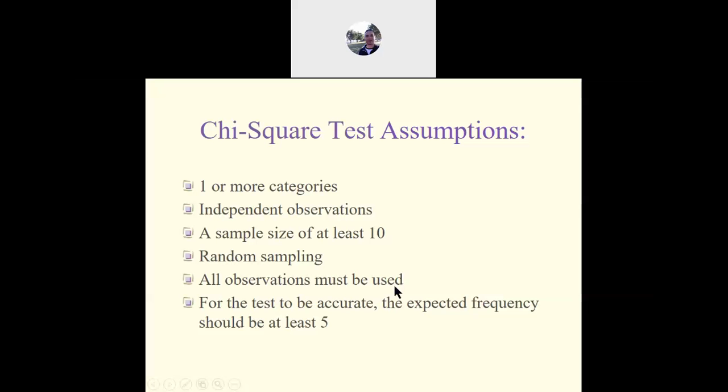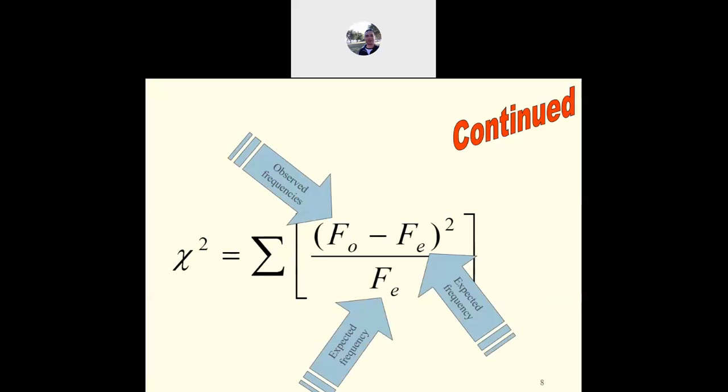okay, in your account. For the test to be accurate, the expected frequency should be at least 5. It means what? It means the frequency equal to 5, so at least 5 they're choosing this one, right? The sample size must be 10, but at least the frequency not less than 5. Okay, we know this one. We know this formula before.